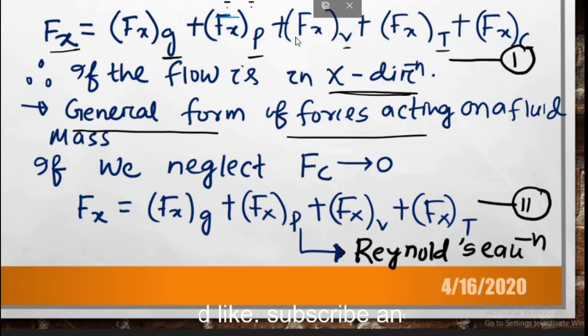If you neglect the force due to compressibility, it will be equal to 0. Then the equation is the force in the x direction due to the gravitational force, the pressure force, the viscous force, and the force due to turbulence in the x direction. That set of equations is called the Reynolds equation. In the Reynolds equation, basically the force due to compressibility has been ignored.